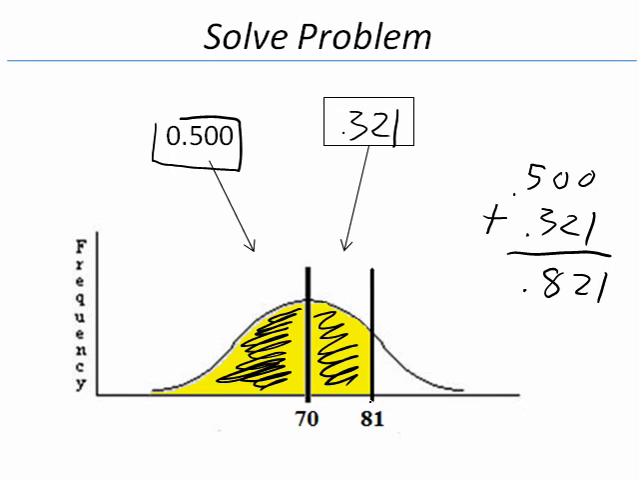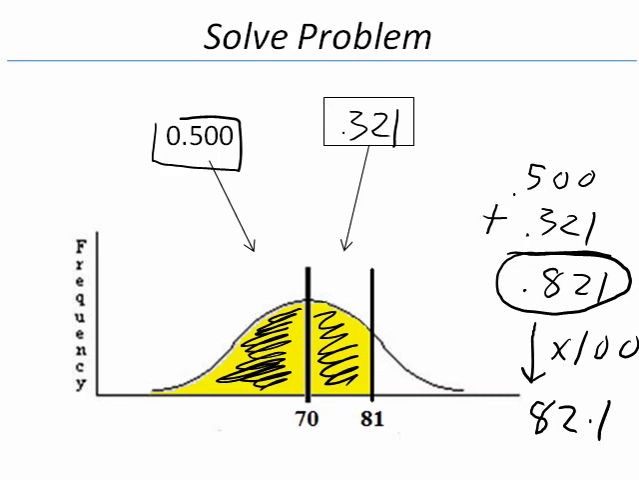We need to know the percentile ranking, which is a percentage. What we have right here is a proportion, which ranges between 0 and 1. To turn that into a percentile, we're going to need to multiply it by 100. That's going to be 82.1. And that is the person's percentile ranking. It is 82.1.